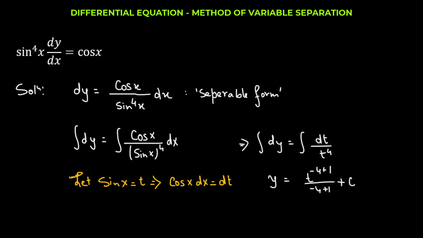Here what we have done is used the power rule, and that finally gives us negative 1 over 3 t cubed plus c. t is simply sine x, so we have y equals negative 1 over 3 times sine cubed x plus the constant of integration c, and this is the required solution to the given differential equation.